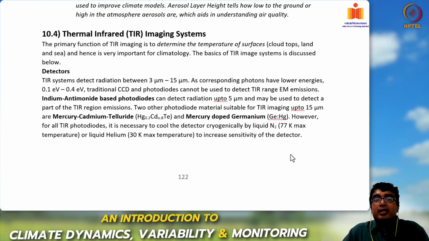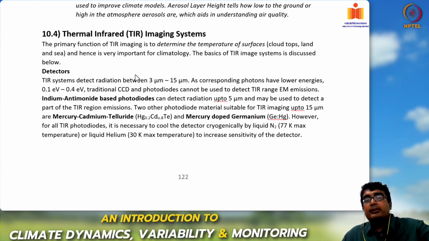Next, we go to the thermal imaging system or TIR imaging, thermal infrared imaging systems or TIR systems. The primary function of TIR imaging is to determine the temperature of the surfaces. That is the temperature of cloud tops, land surface and sea surface. And hence this is very important in climatology. Thermal infrared systems detect wavelengths between 3 micrometers and 15 micrometers.